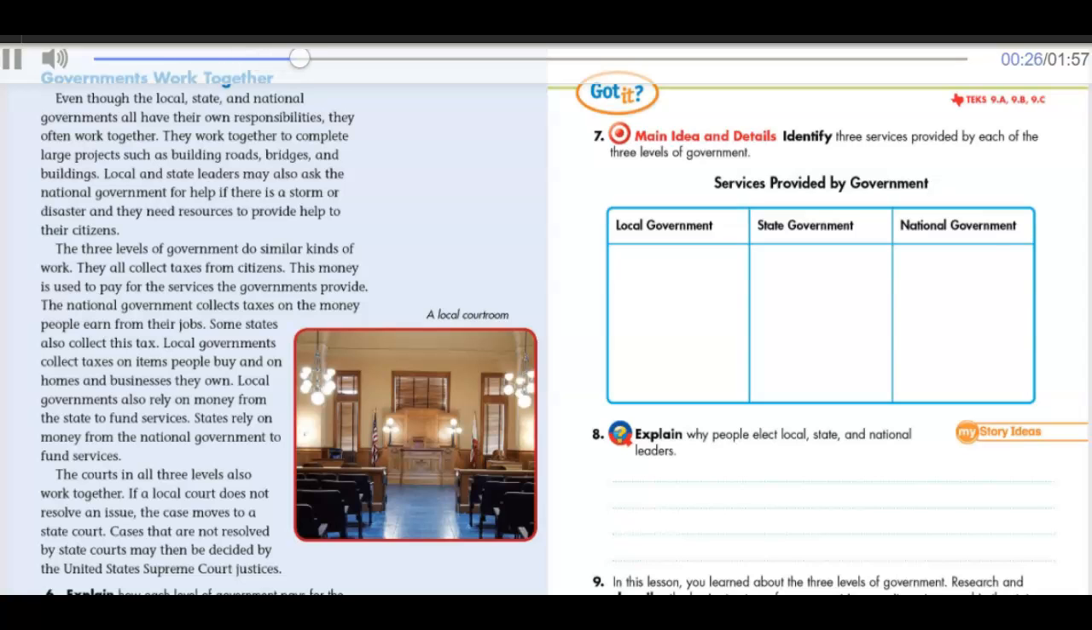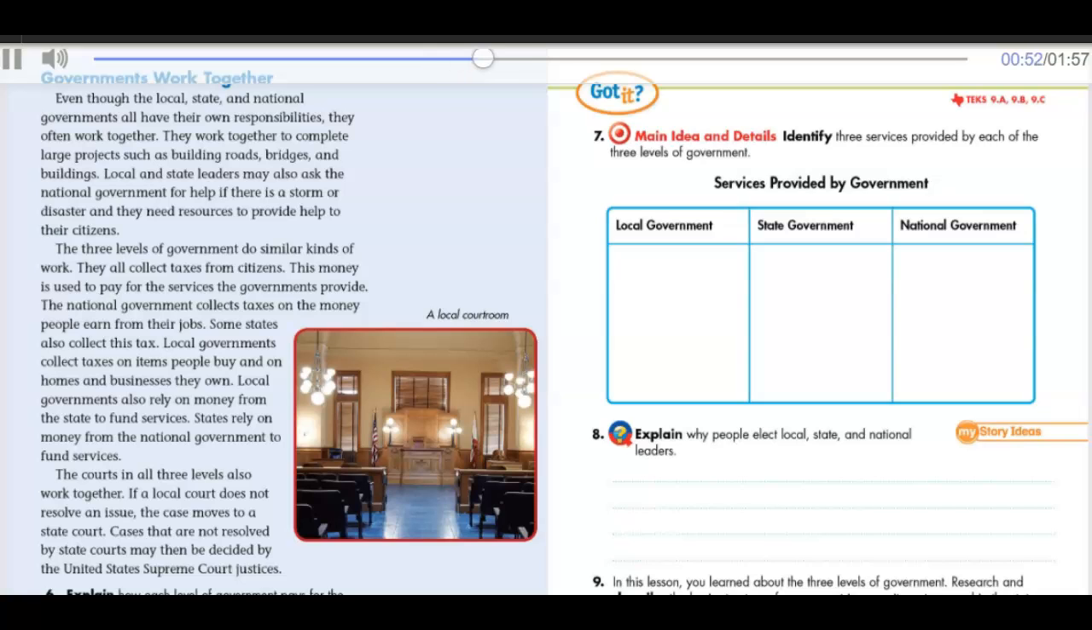The three levels of government do similar kinds of work. They all collect taxes from citizens. This money is used to pay for the services the governments provide. The national government collects taxes on the money people earn from their jobs. Some states also collect this tax. Local governments collect taxes on items people buy and on homes and businesses they own.